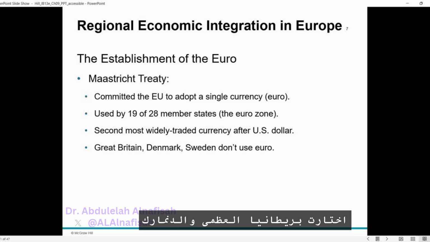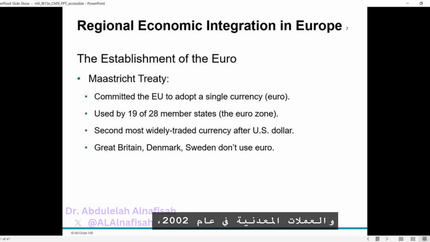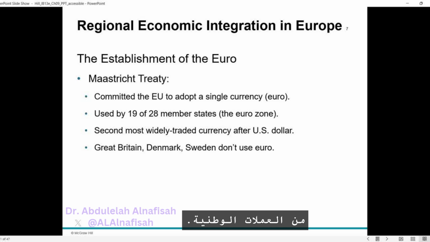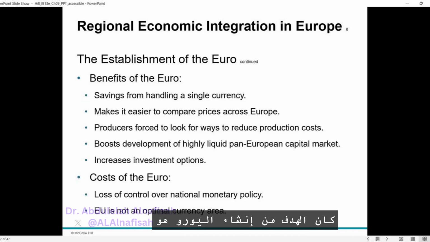Great Britain, Denmark, and Sweden chose not to adopt the euro. The euro was officially launched in 1999, with physical notes and coins issued in 2002, after which national currencies were phased out. The establishment of the euro aimed to deliver significant benefits to the European Union, including cost savings through the elimination of currency exchange fees, which are estimated to save about $80 billion annually.